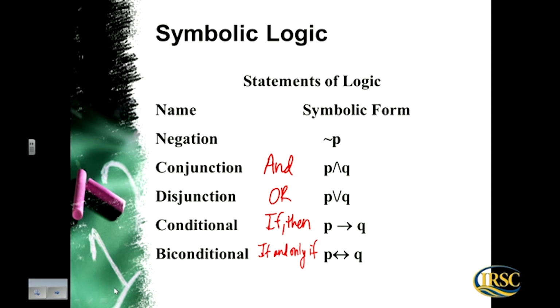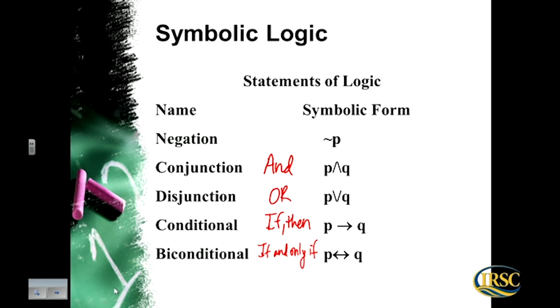So the prefix bi, meaning both, two conditions, meaning that it has to work both ways. If the first thing, then the second thing, and if the second thing, then the first thing. We're talking about compound statements, where most likely there's going to be more than one simple statement.